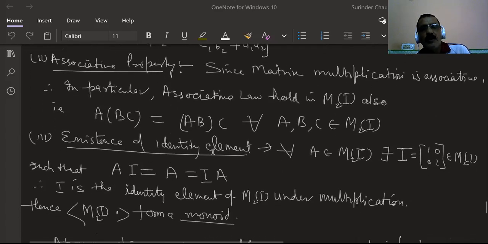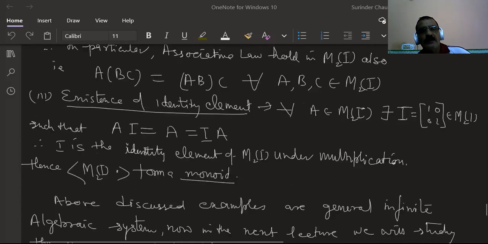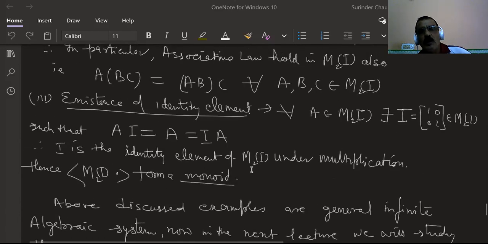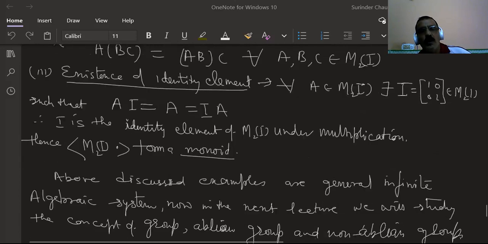Third is the existence of the identity element. For all A belongs to M2I, there exists I, the second order matrix with diagonal elements 1, 1 and other elements 0, 0, belonging to M2I, so that A into I is equal to A is equal to I into A. I is the identity element of M2I under multiplication. Hence, M2I forms a monoid.